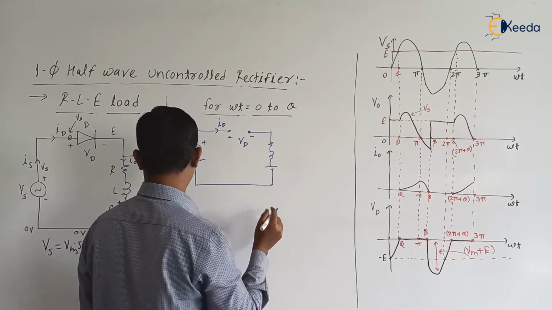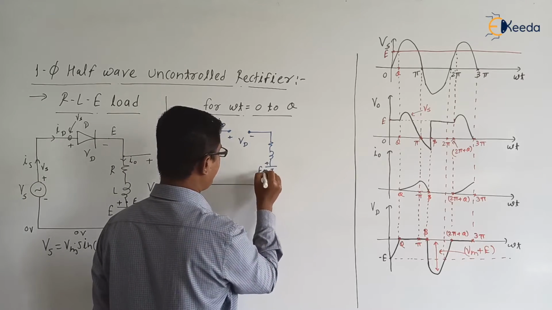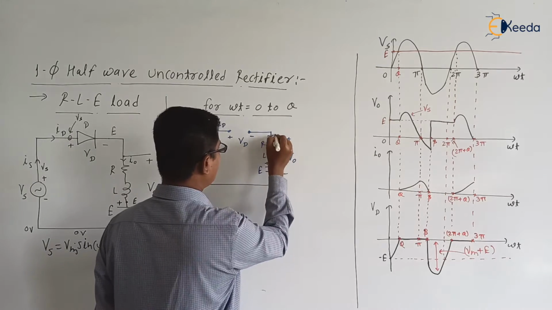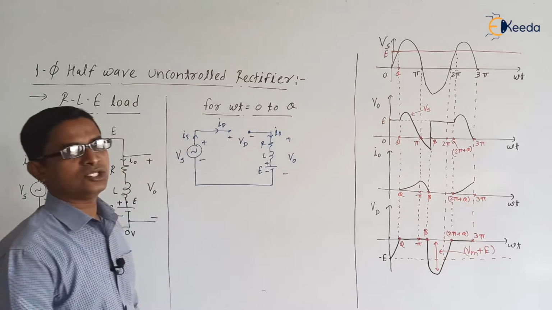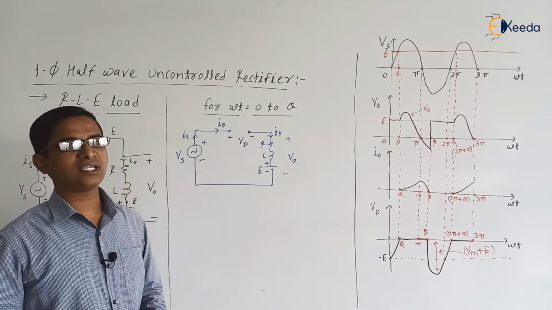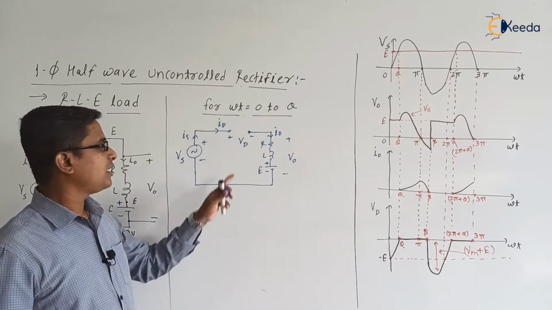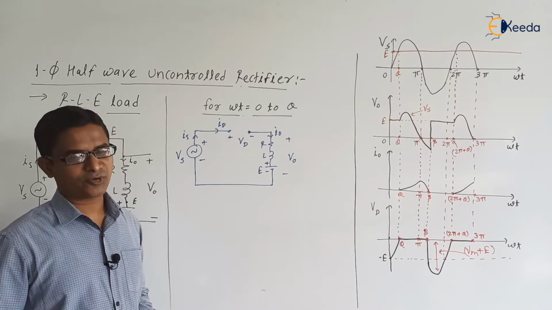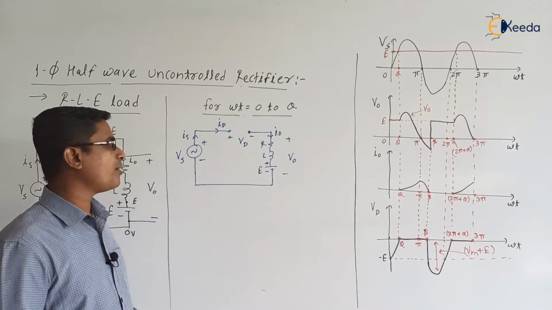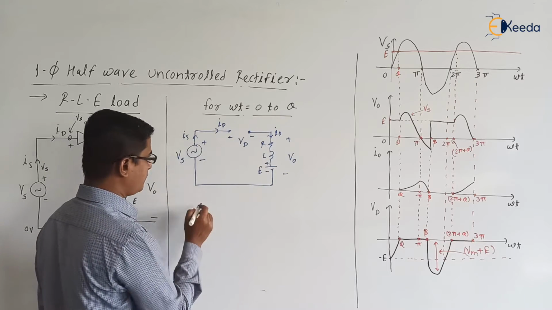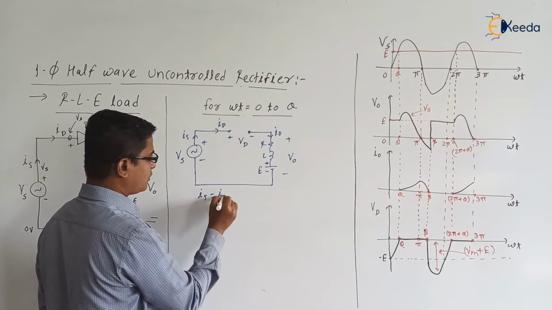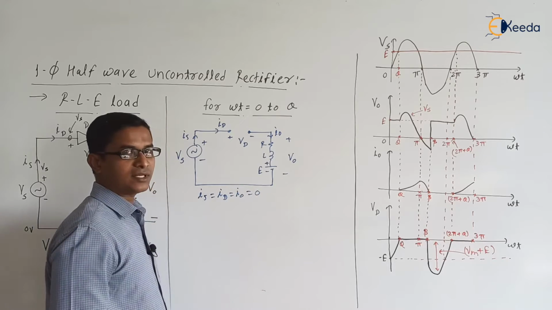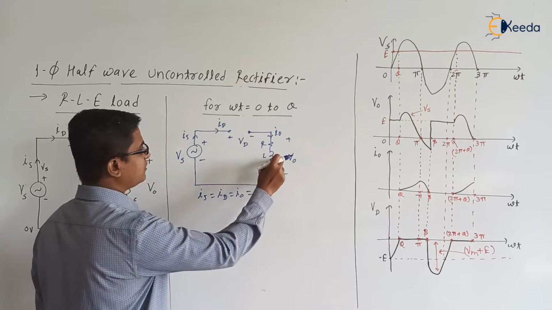Okay, so this is EMF E, L, R. This voltage is V0 and this current is I0. If you check during omega t equal to 0 to theta, the diode will be in the reverse bias mode. Why? Because the anode potential is less than the cathode potential. So when the diode is in the off state, can we say the circuit current is 0? Yes, Is is equal to Id is equal to I0 is equal to 0 ampere, right?